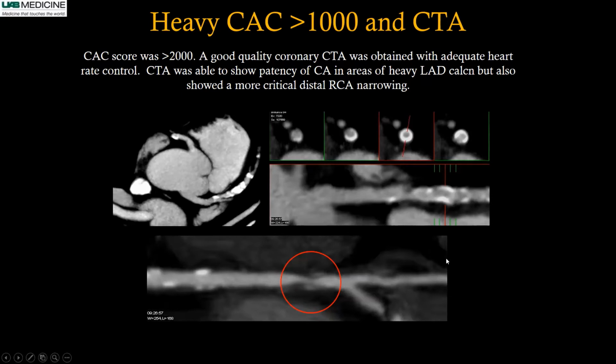But what was interesting is this is his RCA, distal RCA, before the bifurcation into PDA and posterior lateral branch. And you can see this patient has a critical stenosis in the distal RCA with mostly non-calcified plaque with some calcifications in it. So this was an incidental finding detected in this patient with a very high calcification score. This is the reason why coronary CTA can still evaluate those coronary segments which are not heavily calcified.